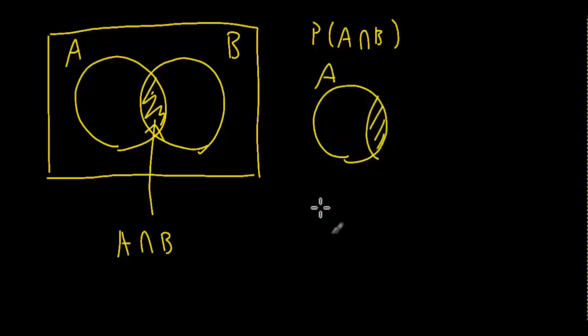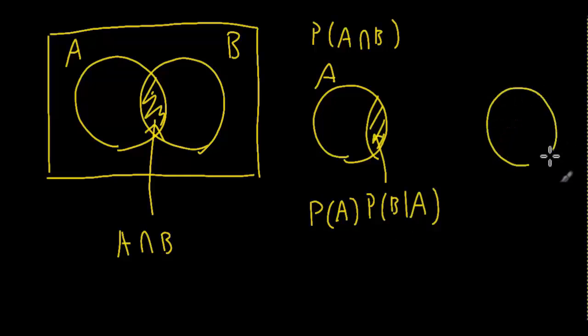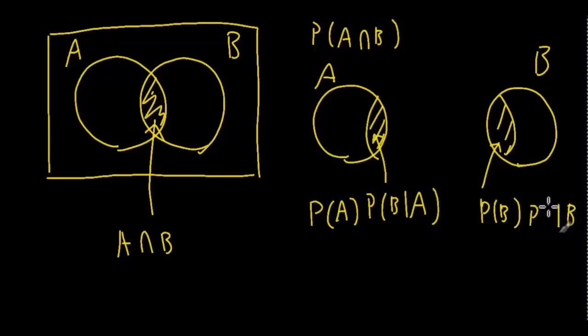The intersection is B happens given A. The area is P(A) times P(B given A): A happened and B happened. This is this area. The B and the intersection are the same story. Think about the intersection. This area is P(B) times the probability of A given B. And these areas are the same. It is just the intersection area.